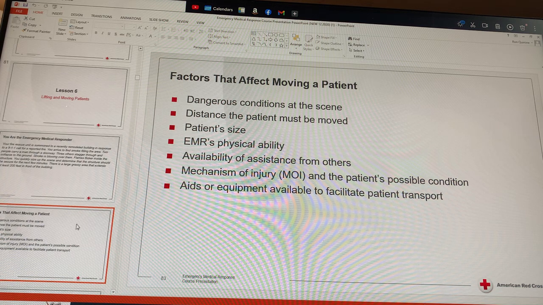Failing to consider these factors could cause injury. If you were to become injured, you might be unable to move the patient and could risk complicating the situation and making things worse.